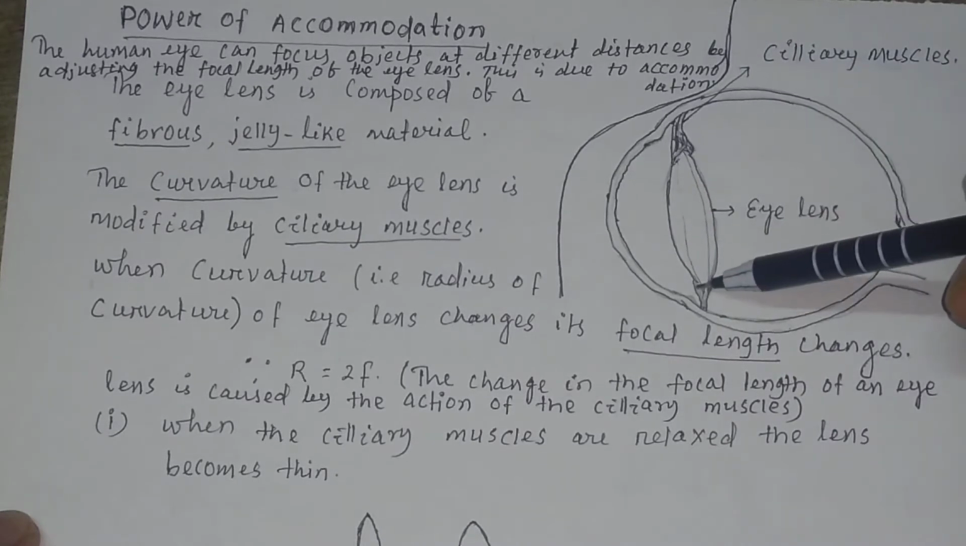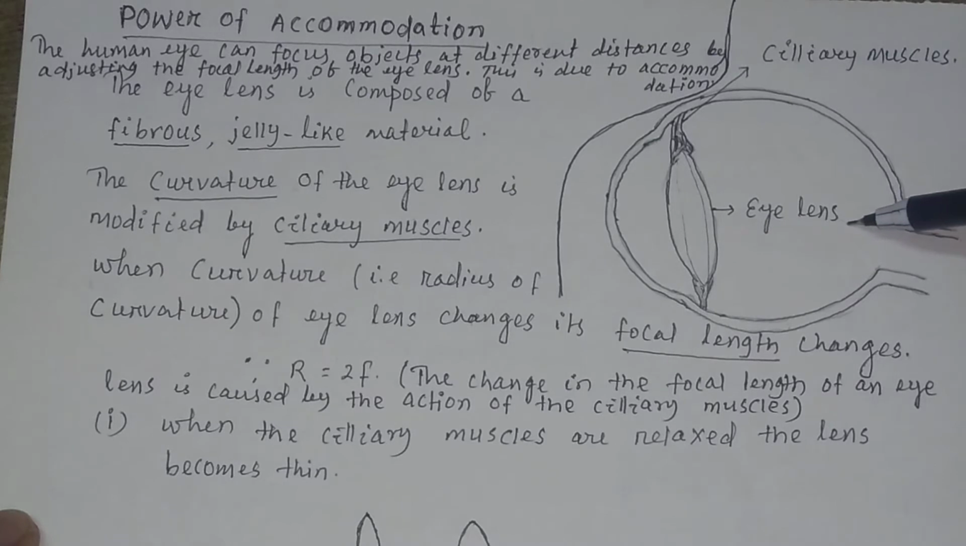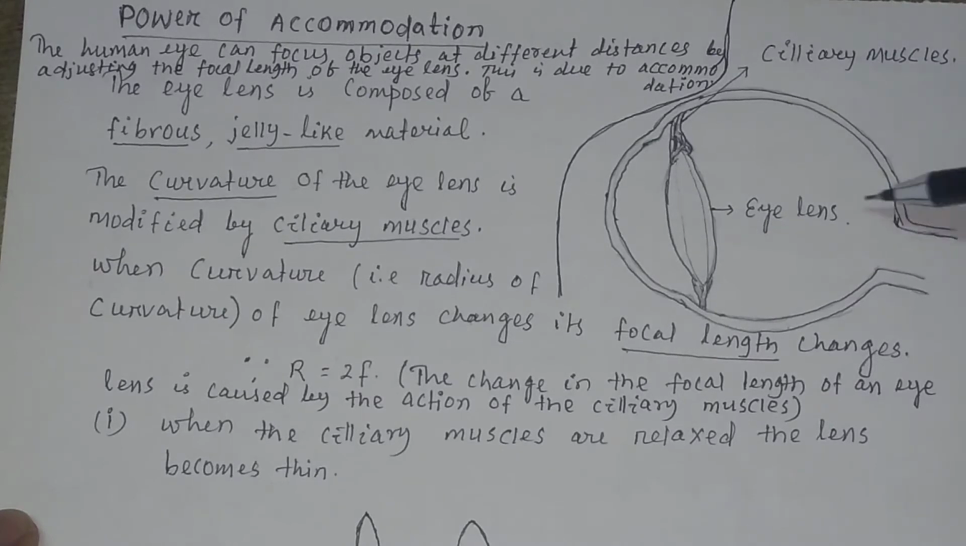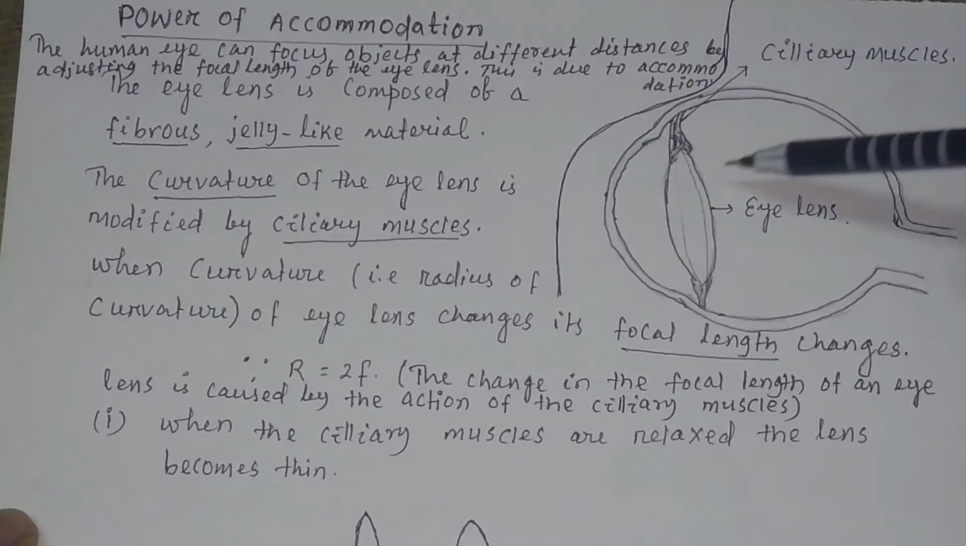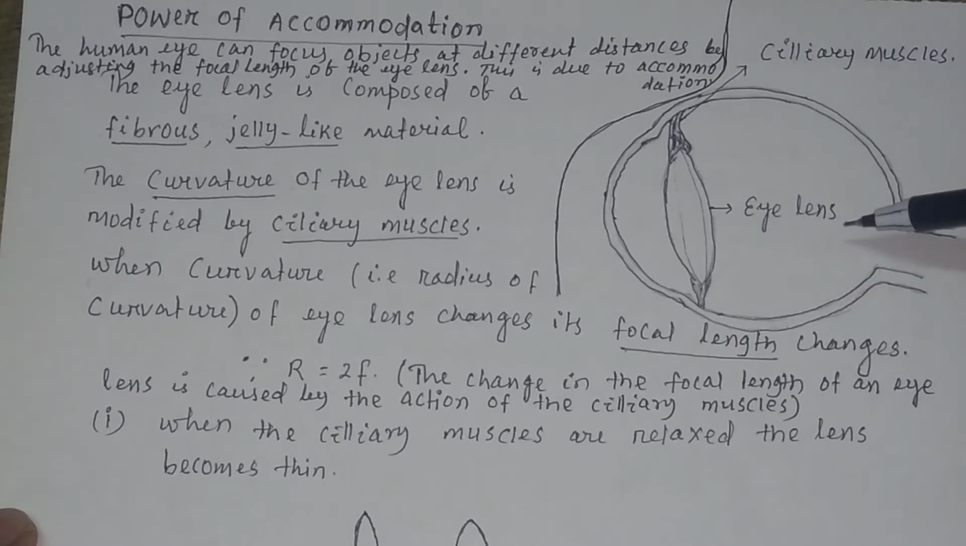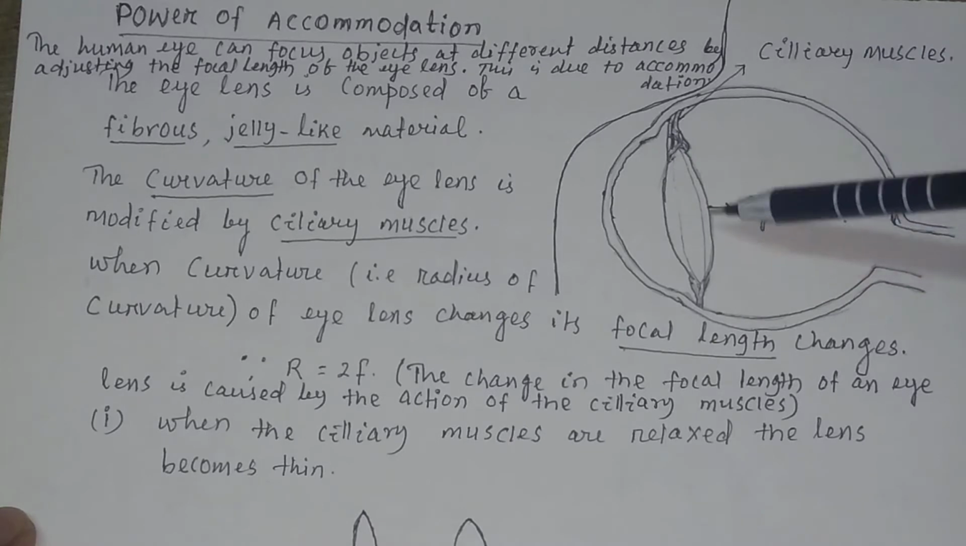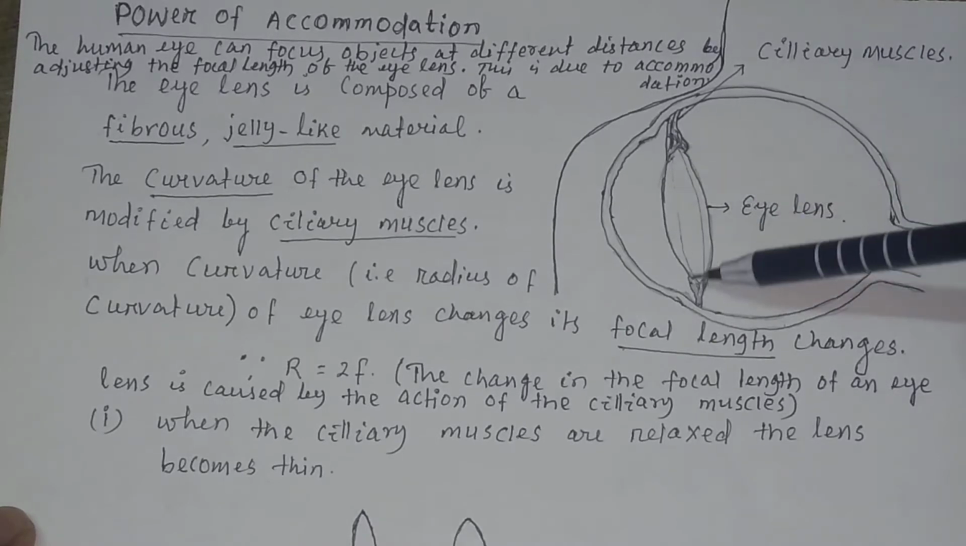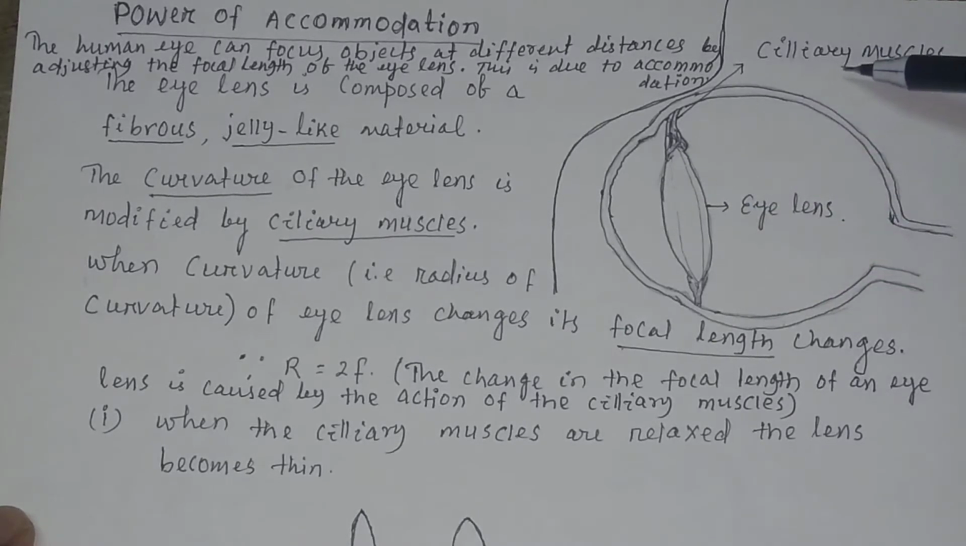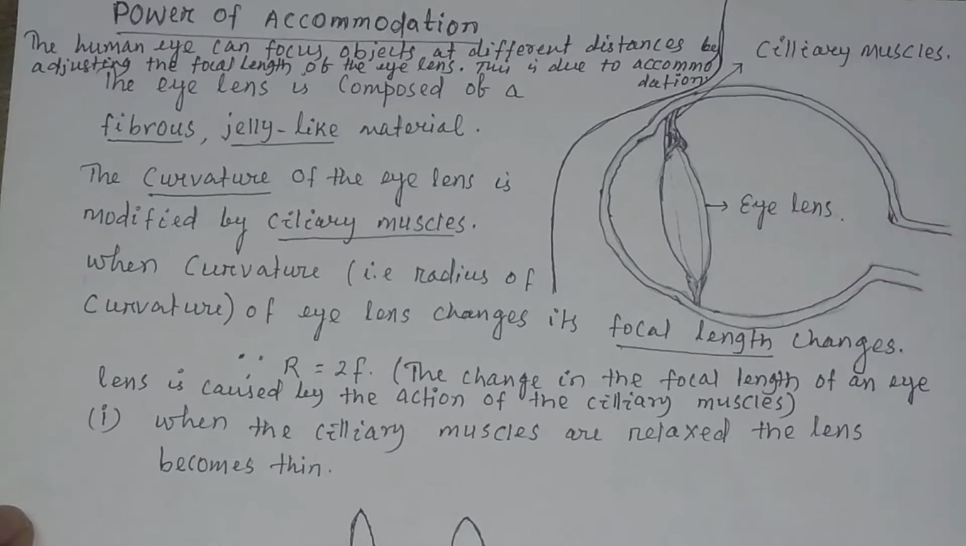So when it becomes thin, the focal length will be more. When it becomes thick, the focal length will be less. So the focal length of this lens depends upon the relaxation of the ciliary muscle.